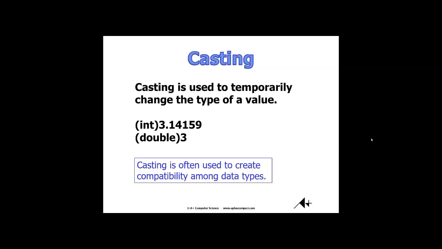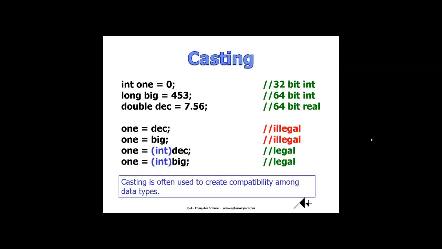Then when we have double 3, we temporarily cast 3 to a double, so it technically is 3.0. Your casting is not permanent. It only changes those values temporarily. Here we have some examples. We've got one is 1, big is 453, and then decimal 7.56.